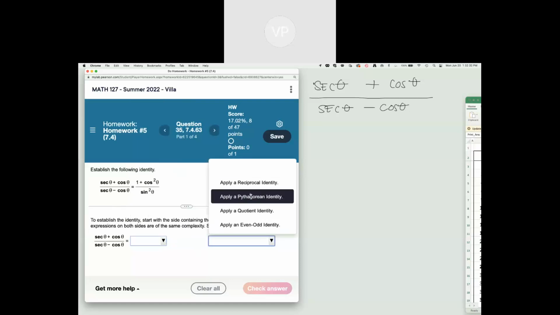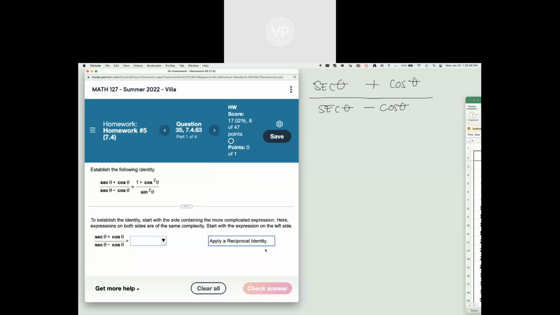Can I do a reciprocal identity? Can I do a Pythagorean identity? Now I'll stop with this one and say it can't be a Pythagorean identity because all of those are squares. So it's not that one. It's not an even-odd identity because all those have negative theta. So those are gone. It's either a quotient identity or it's a reciprocal. Now remember the quotient identities, the only ones are cotangent equals cosine over sine and tangent equals sine over cosine. So those are the only quotient identities. We don't have any of those here. So it looks like it's got to be a reciprocal identity.